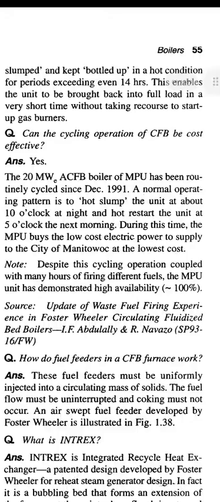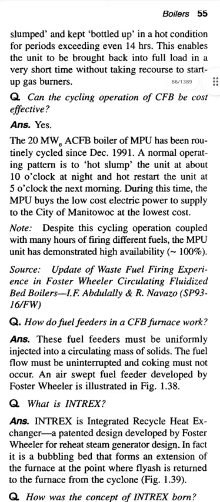Question: Can the cycling operation of CFB be cost effective? Yes. The 20 megawatt ACFB boiler of MPU has been routinely cycled since 1991. A normal operating pattern is to hot slump the unit at about 10 o'clock at night and hot restart the unit at 5 o'clock the next morning. During this time, the MPU buys low cost electric power to supply the city of Manitowoc at the lowest cost.